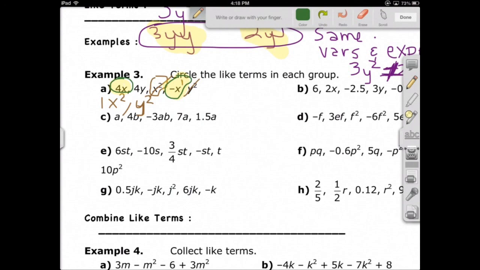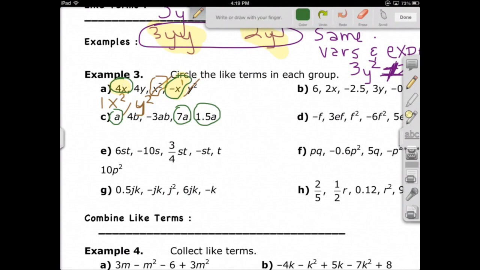Let's sort of speed this up. You have a 7a here, a 1.5a here, and one more over there. Similar terms. You can add all of their coefficients together. It gets a little bit more peculiar as you go down.